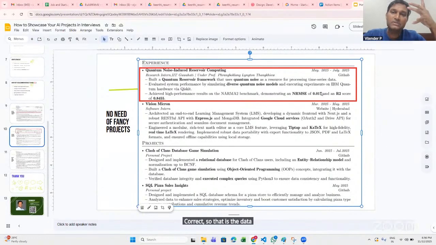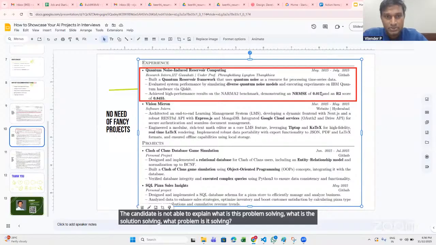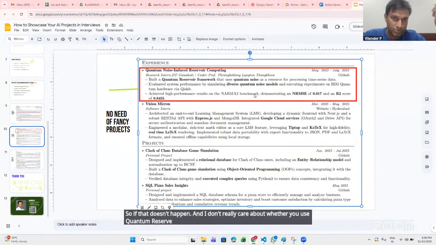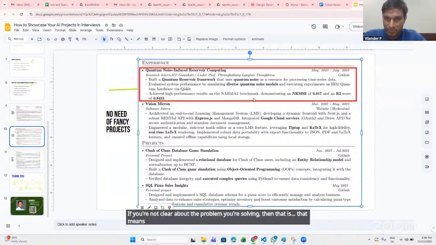But the point is the candidate is not able to explain what problem this solution is solving. If that doesn't happen, I don't really care whether you use a quantum reservoir framework or whatever other framework. I care that if you're not clear about the problem you're solving, then that means you're not a good data scientist. So I don't want to hire that person.